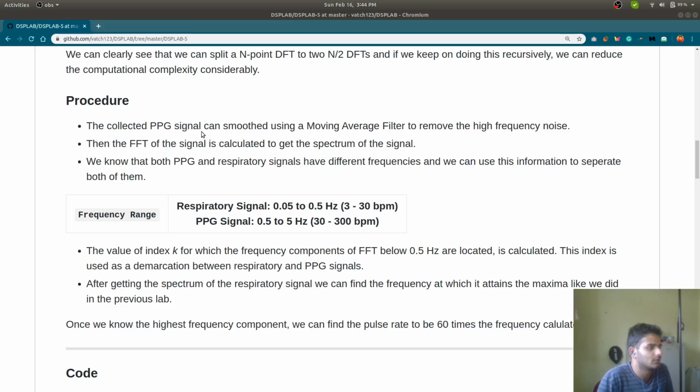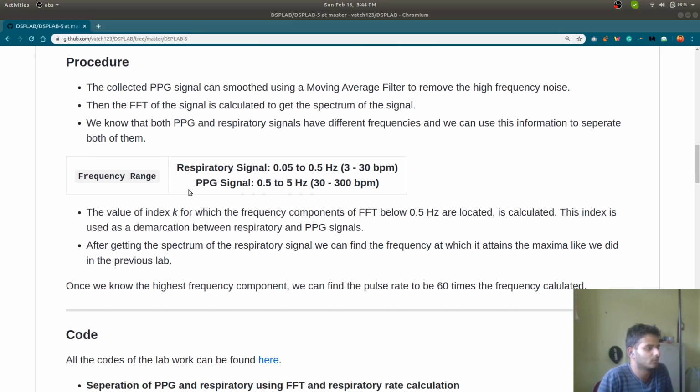So, coming to the experiment, the PPG signal is superimposed with the respiratory signal. What we can do is take a moving average filter to smooth out the noise. In my code I have not done it, but we can do it. Then the FFT of the signal is calculated. Here we are using the FFT library in Arduino to calculate the FFT, since the implementation is a little tricky to write by yourself. Once we get the FFT, we know that the respiratory signal lies in the range of 0 to 0.5 Hz, whereas the PPG signal lies in the range of 0.5 to 5 Hz.